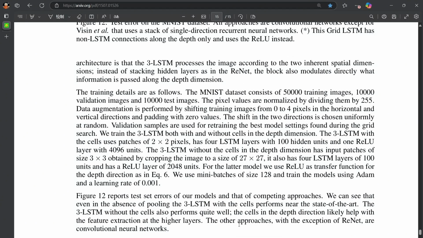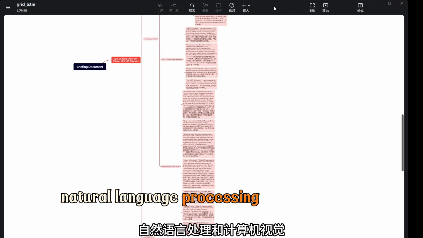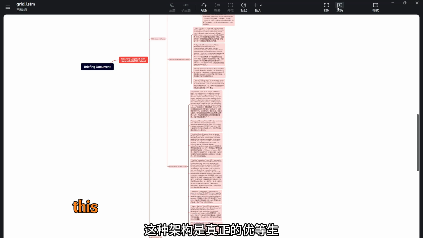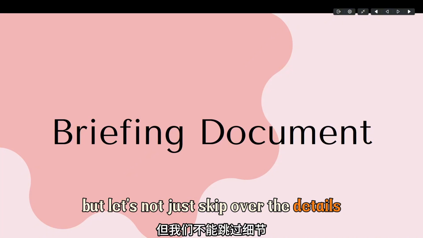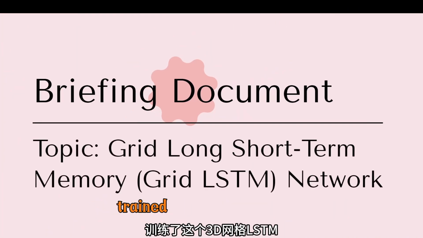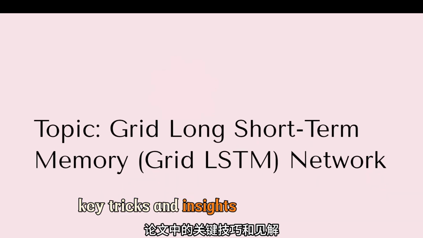That's amazing. It seems like Grid LSTM is pushing the boundaries in both natural language processing and computer vision. This architecture is a real overachiever. But let's not just skip over the details. Can you walk me through how they actually trained this 3D Grid LSTM on MNIST? What were some of the key tricks and insights from the paper?